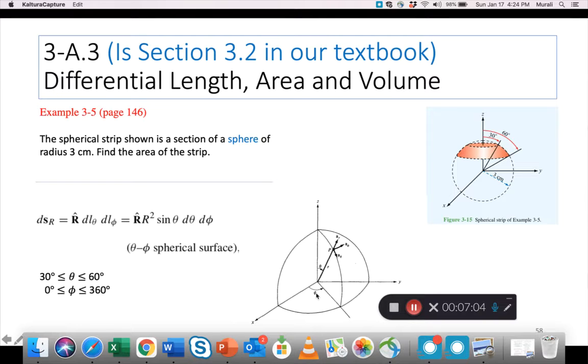Then we have phi, which is this angle along from the x-axis. That goes all around, so it's 0 to 360 degrees. And then we have this other angle, theta, which is the angle of this r with the z-axis. Theta is given to be either 30 or 60, so it goes between 30 and 60, which is what is shown here. So given this, how do you solve to find this?